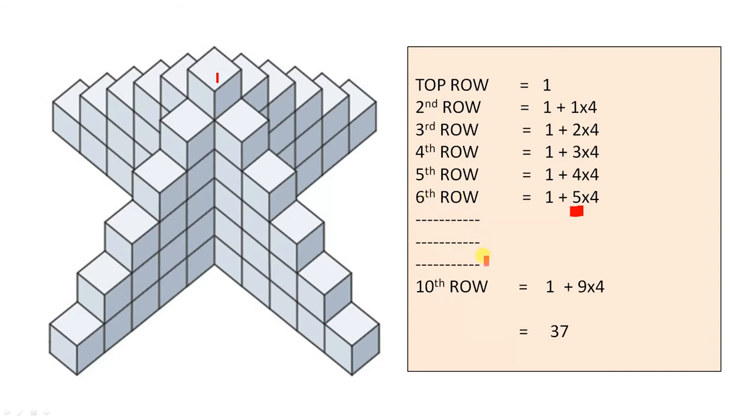Notice that this number here is always 1 less than the number of rows. If we carry that pattern through, we can see that on the 10th row we would have 1 plus 9 times 4. 9 fours are 36, plus 1 is 37. So there would be 37 cubes on the 10th row. So there's a good example of a problem where we can use a system, starting off with an easy system, and that helps us to solve a more complicated problem using the initial system that we worked out.